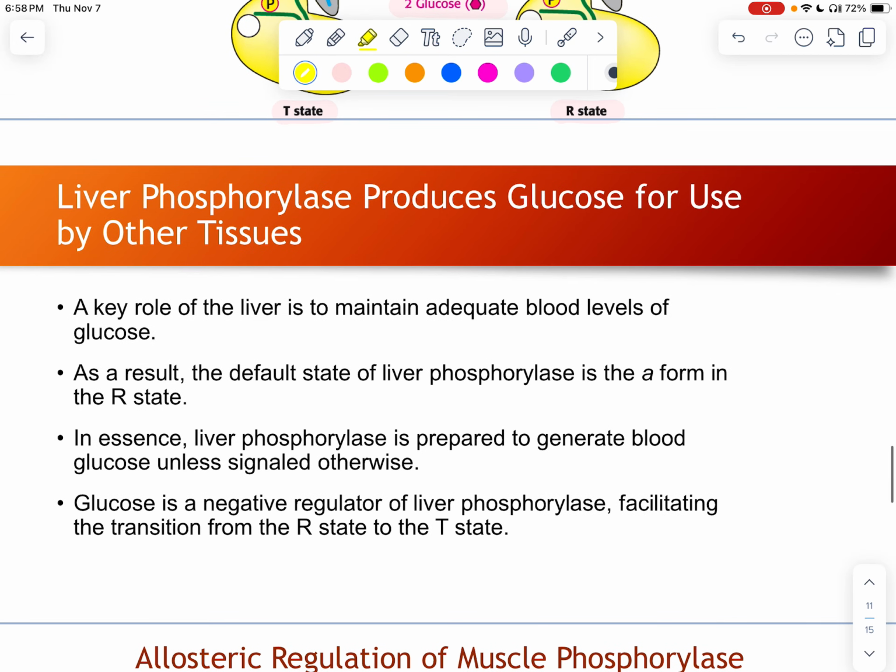All right, so some highlights about phosphorylase in the liver. Key role of the liver is to maintain adequate blood levels, right? So as a result, our default will be phosphorylase A in the R state. So in essence, our liver phosphorylase is ready to generate blood glucose unless it's signaled otherwise. Our default is that it can generate blood glucose. And glucose is a negative regulator, a negative effector of liver phosphorylase by shifting it to the T state.